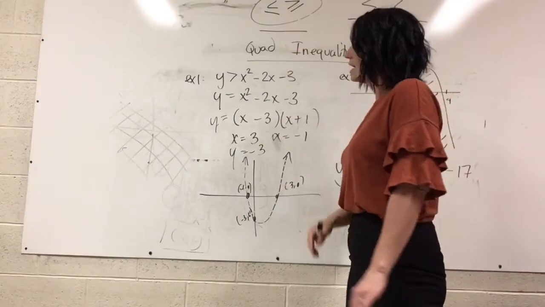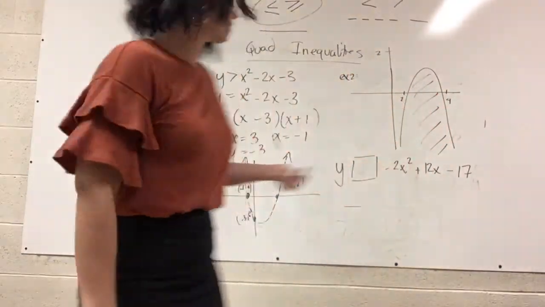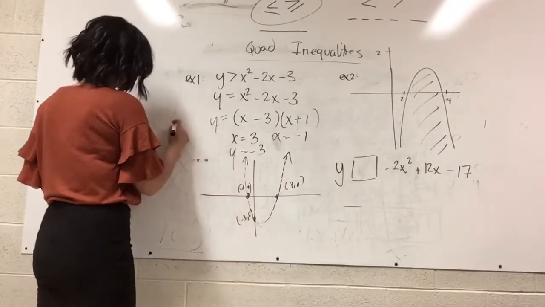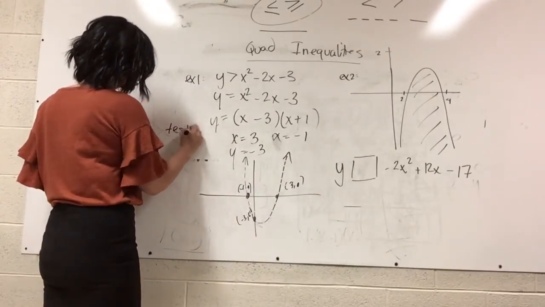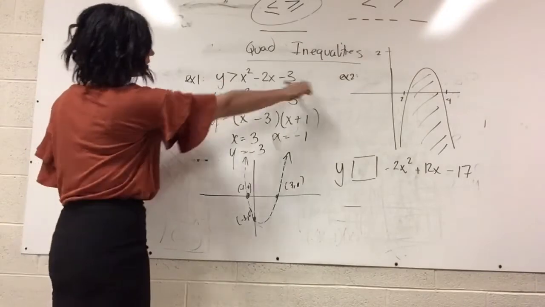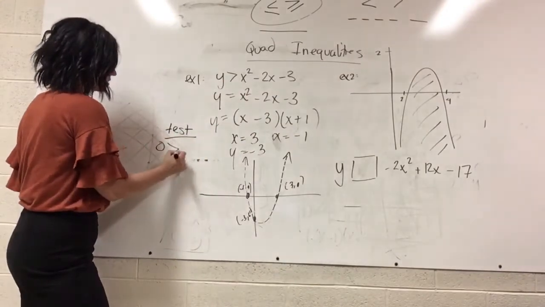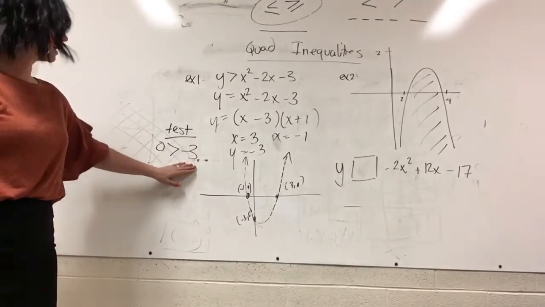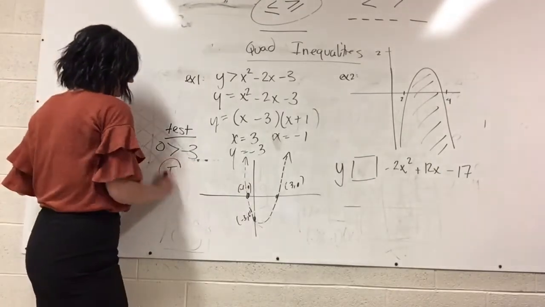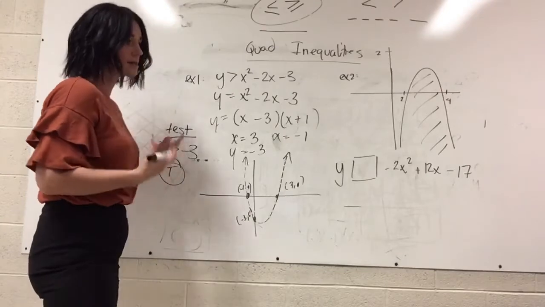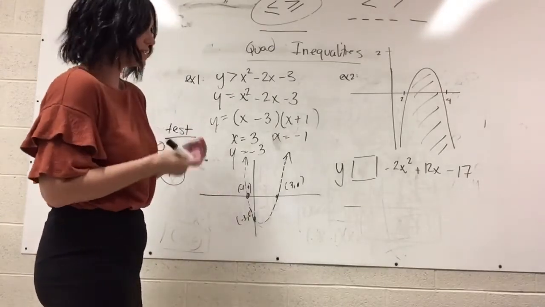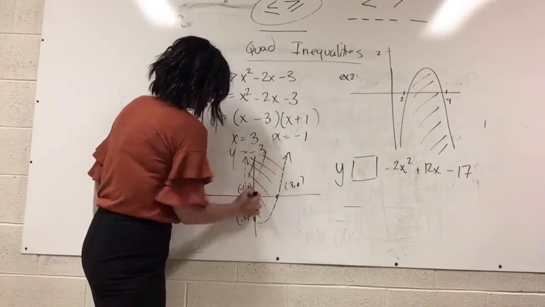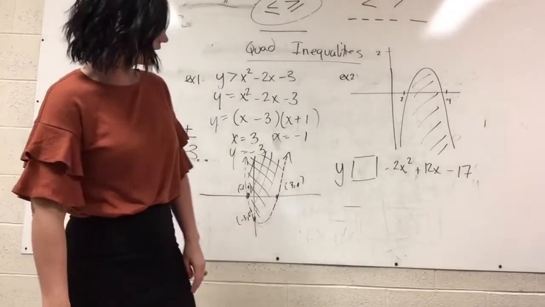Okay, dotted line. Next thing I need to do is test a point, to figure out if I'm shading in here or outside. I always pick 0, 0 when I can. So I'm going to plug 0 into here, and I get 0 is greater than negative 3. Is 0 greater than negative 3? Yes, so this is true. So I shade where 0, 0 is. It means that 0, 0 is in the feasible region. So I shade in here. And that's it. That's how you shade quadratic inequalities.